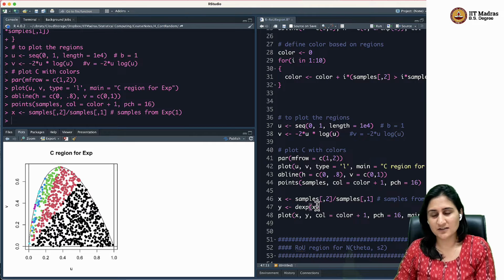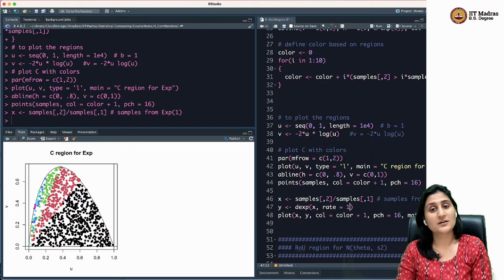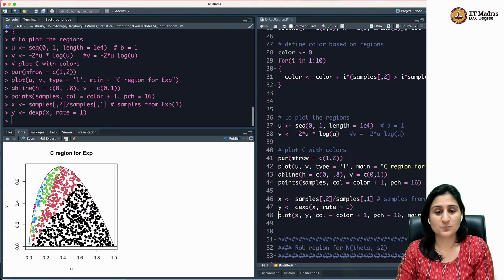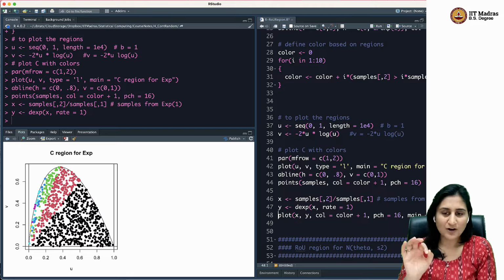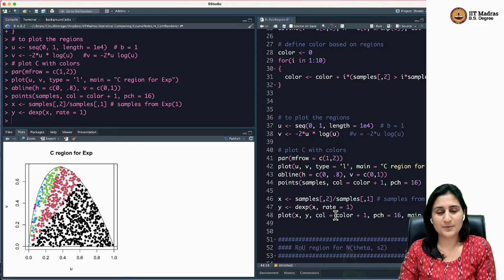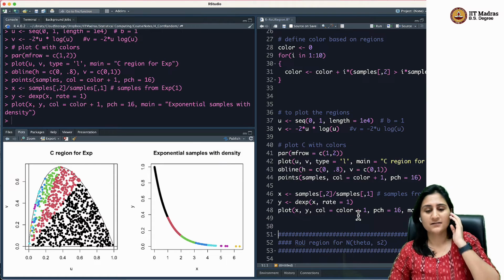of the exponential at this particular point. Remember, this is density at rate equals 1 by default because it's exponential 1. Then I plot x and y, the sample that I obtained and its density value, and I color its density value based on the corresponding color here. What it looks like is the following.